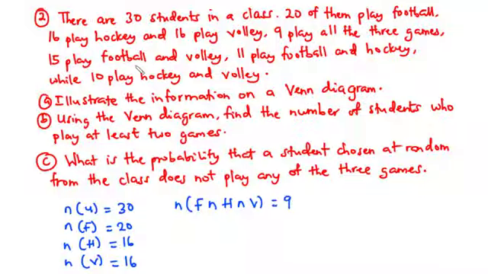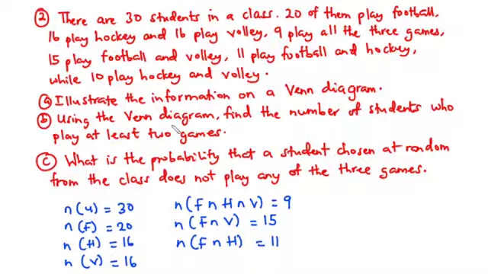15 play football and volley. So football and volley, we have 15 students. And then 11 play football and hockey. Football and hockey, 11 students. And then 10 play hockey and volley. So hockey and volley, we have 10 students. So let's represent this information on the Venn diagram.